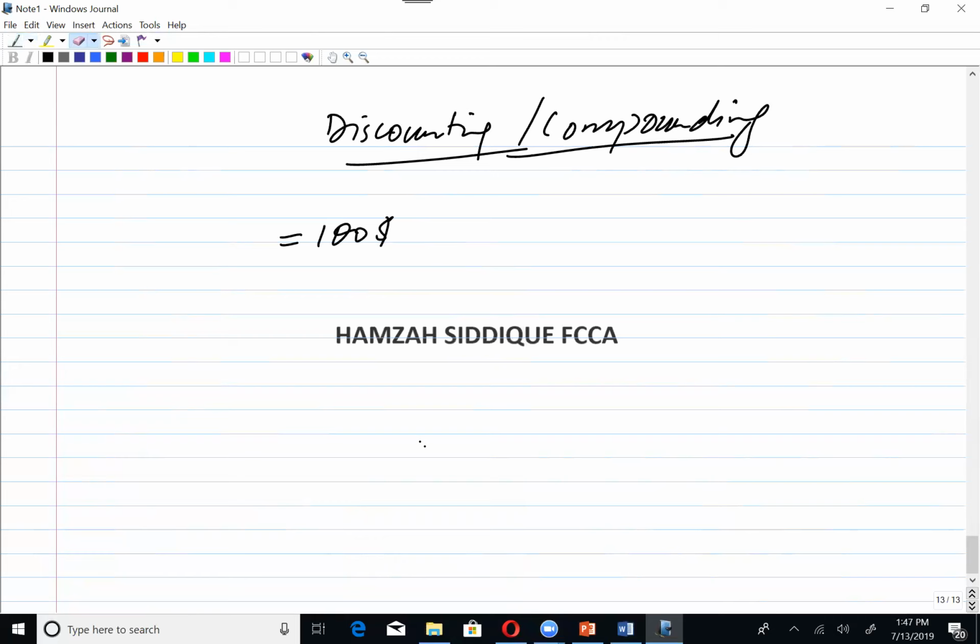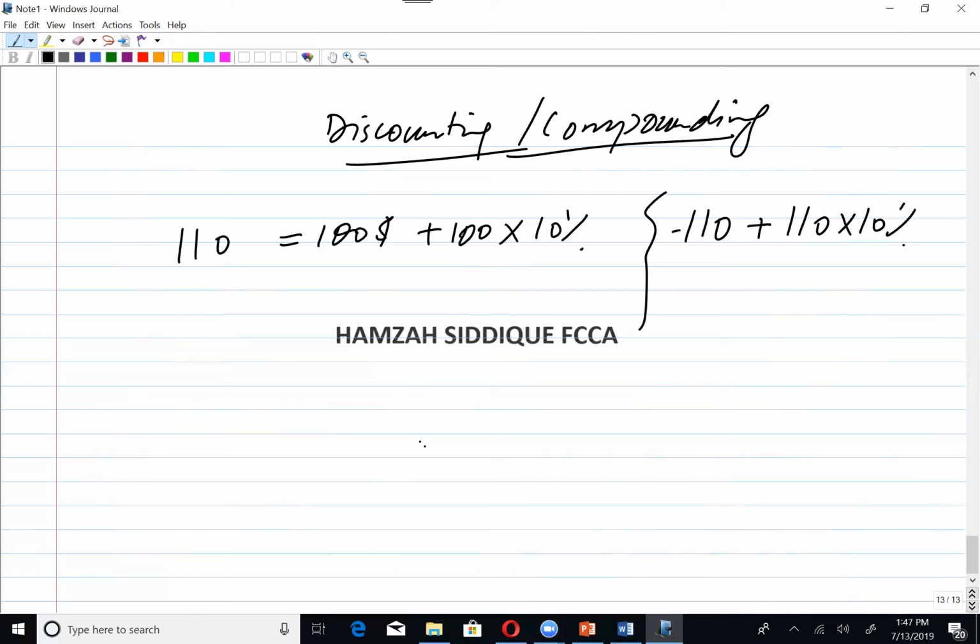After 1 year, $100 plus, for example, interest rate is 10%. You will get 110. And then, for example, after 1 year, again, you invest 110. So second year, you will get 10% on 110. And the amount you will get, that will be 121. Now, students, just see here. I need focus.